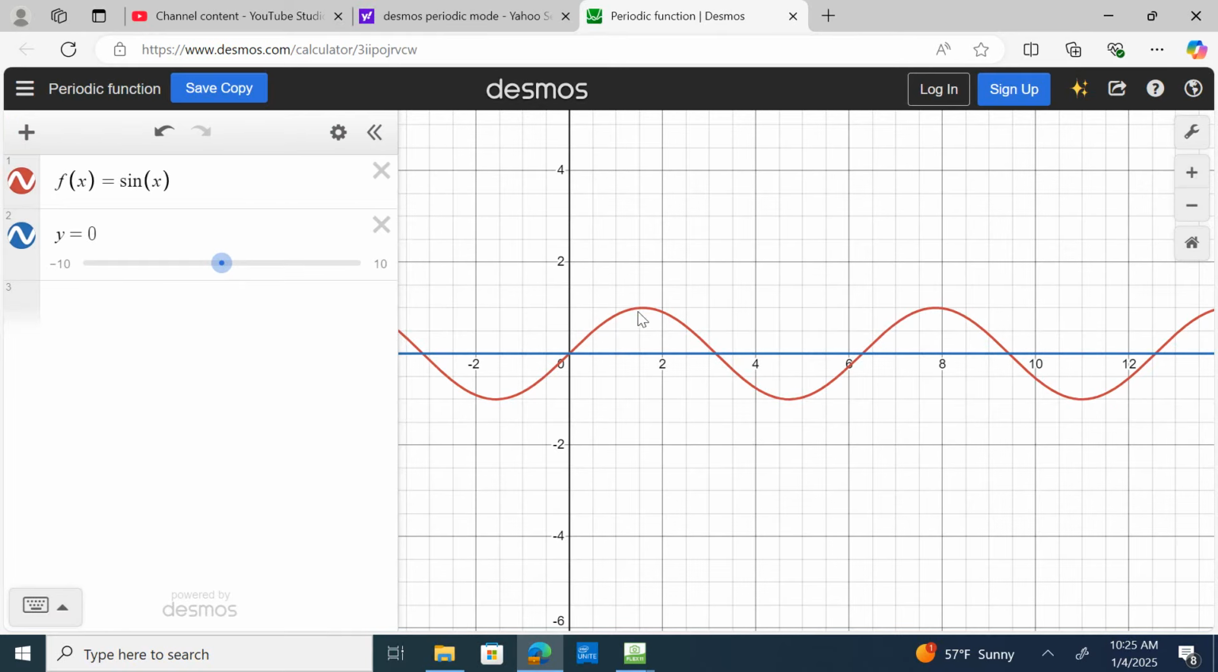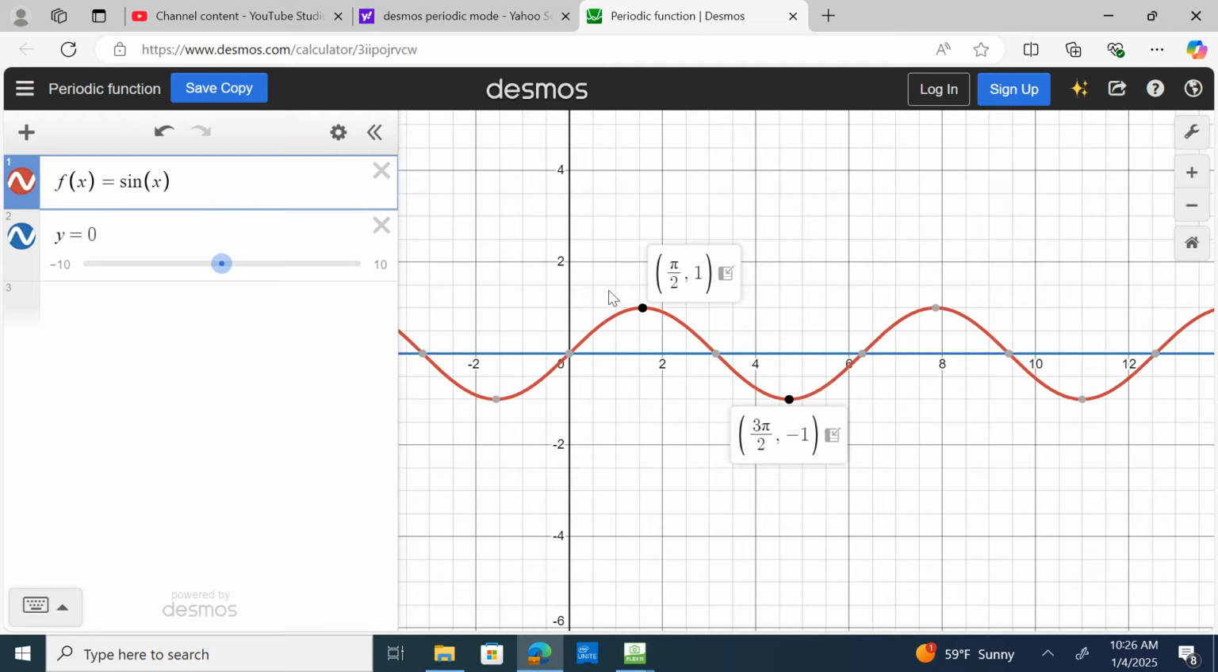The distance to the highest point above or the lowest point below will always be the same. From here all the way up is a distance of 1, and from here all the way down we could say is -1, but remember, distances are always positive. So it's a distance of 1 above or below the midpoint, and that distance is referred to as the amplitude. The amplitude describes how far above or below the midline our function moves.